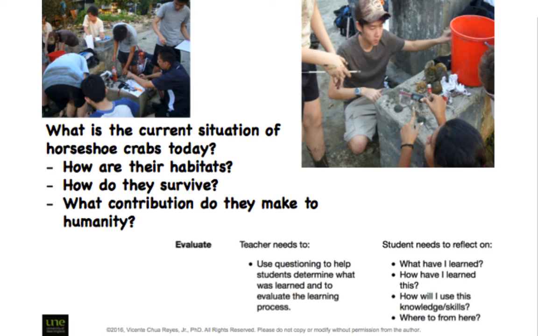But the main medical contribution of horseshoe crabs, and this is proven already, is that when you mix the horseshoe crab's blood with toxic material, there is a marked change in the color of the substance. So actually, the blood of the horseshoe crab can be used to detect toxicity levels, to detect poison. So for this particular sequence, the evaluate sequence, the teacher needs to use questioning to help students determine what was learned. This is actually metacognition, what was learned, and to evaluate the learning process.